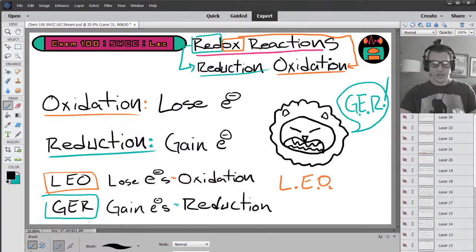All right? Now, redox reactions occur when both of these things happen simultaneously. That's the way to think about redox reactions. You can't have reduction happen without oxidation happening. If something's losing electrons, that means something else is gaining electrons. If someone is buying, that means someone is selling. You can't have one without the other.